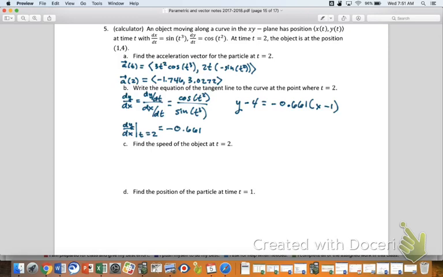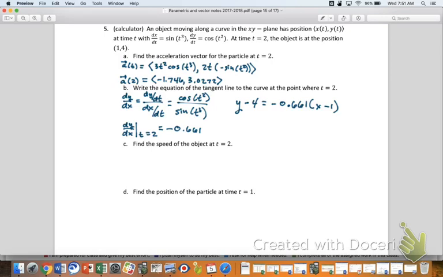Did you notice there were no units with this particular question? Remember that if units are not given to you, please don't make any up. Don't put meters per second or whatever. Just leave it as distance units per time, or units per time. Okay, we're good there. Let's move on to part D.